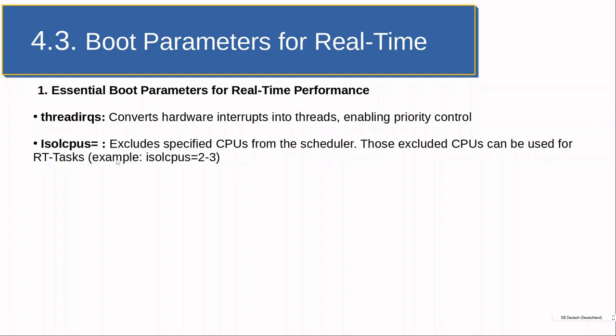For example, if you have a quad-core processor with 4 CPUs, and you want to isolate CPU number 2 and 3 for your RT task, then you can do it using isolcpus. Of course, here with a small e.